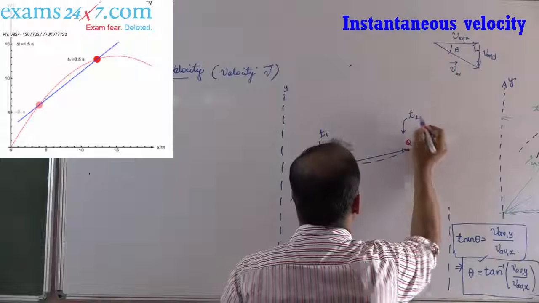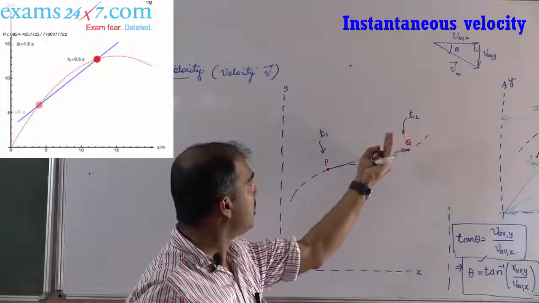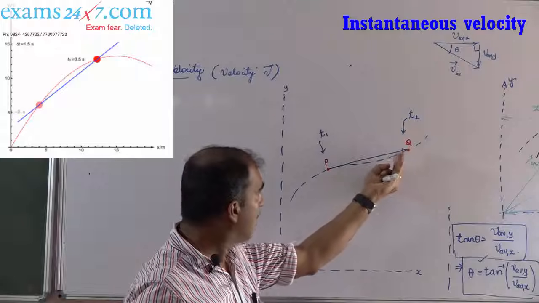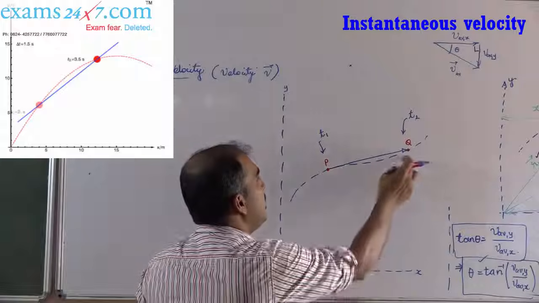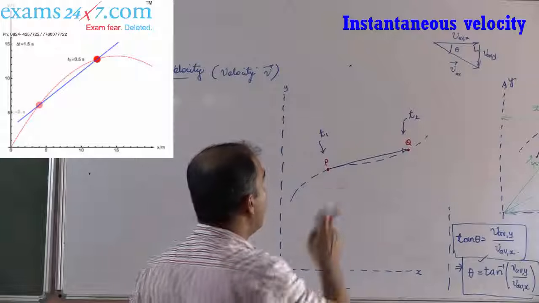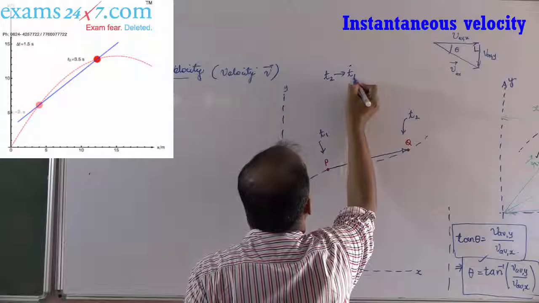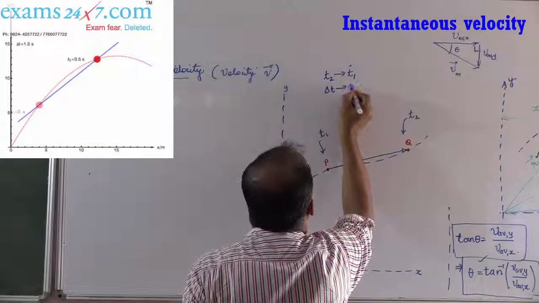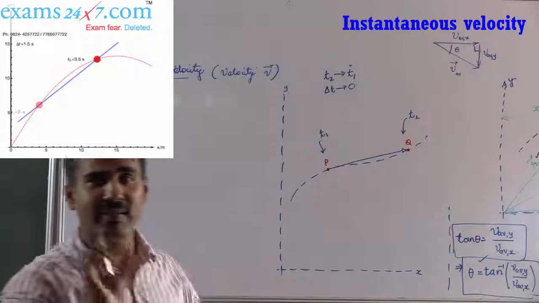If you make t2 progressively smaller and smaller, so that point Q tends to become closer and closer to P, at one point when t2 tends to become t1, then delta t tends to become 0, and t1 and t2 become almost inseparably the single point.